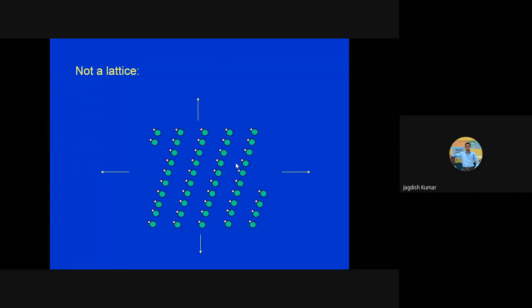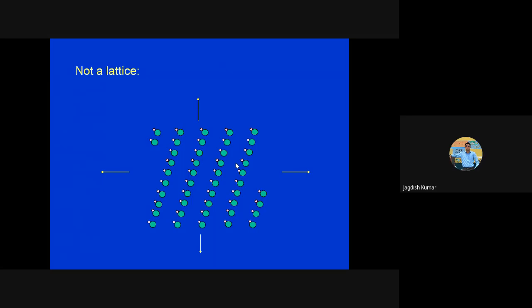And what do we mean by points? They don't have any dimension. Those are just zero-dimensional dots. So in this case, it is a periodic structure. Perfectly fine. It is a periodic structure, but it is not a lattice. So that's the whole idea.